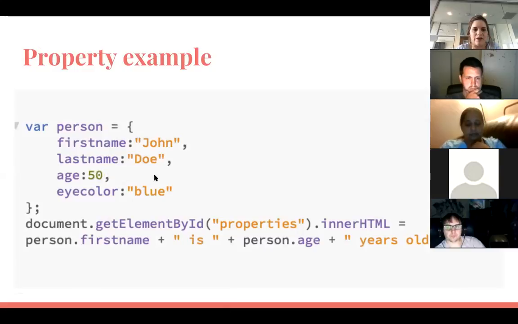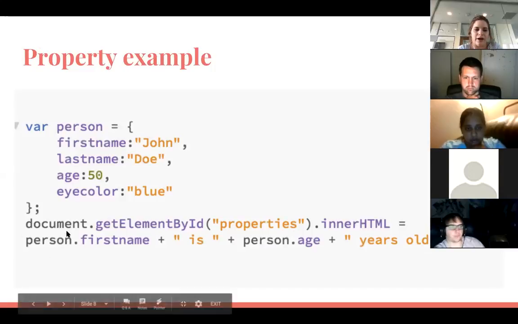So using the dot property here, we have this object of person and these attributes: first name, last name, age, and eye color. And then down here, when we're trying to tell it what to write to the HTML, we're going to call that object person and then do dot and first name. And then that will pull John for us and put that in there when it's printing it out. And same with age.